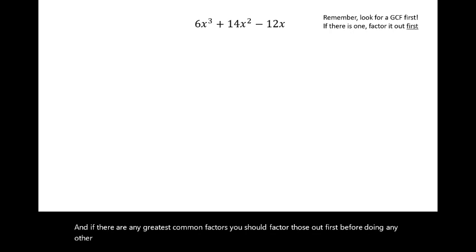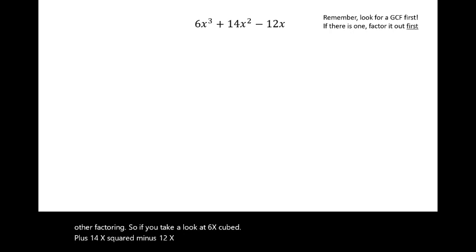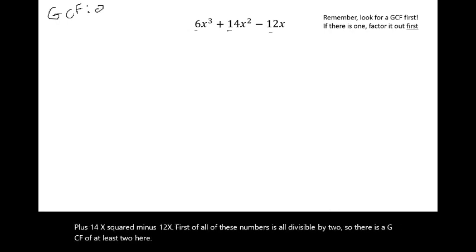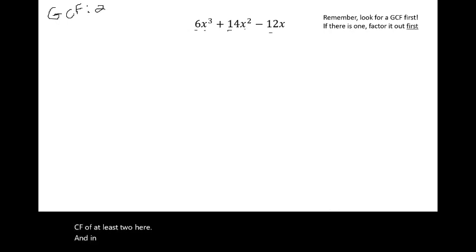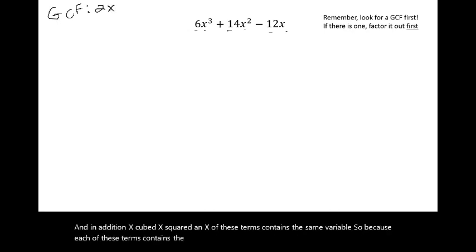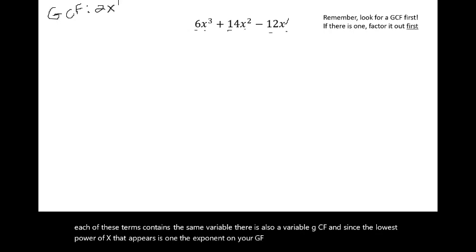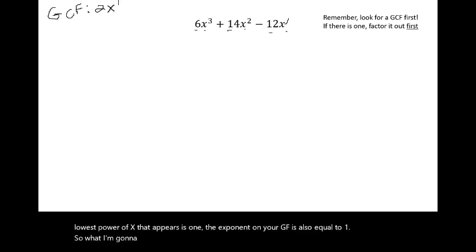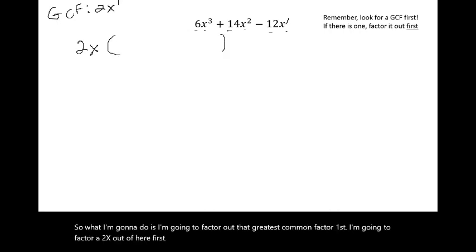So if you take a look at 6x cubed plus 14x squared minus 12x, first of all, each of these numbers is divisible by 2. So there is a GCF of at least 2 here. And in addition, x cubed, x squared, and x each contain the same variable. So because each of these terms contains the same variable, there is also a variable GCF. And since the lowest power of x that appears is 1, the exponent on your GCF is also equal to 1. So I'm going to factor out that greatest common factor first. I'm going to factor a 2x out of here before I do any other factoring.